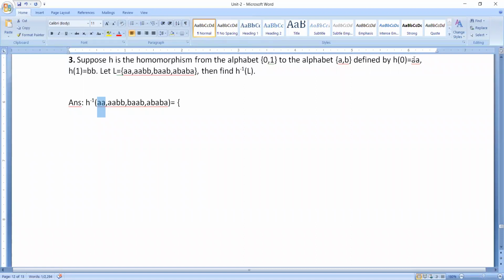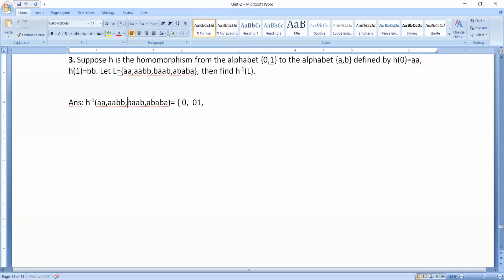What is double A? Double A will be 0. Straight away we can write that. Are any other combinations possible? No, so double A will be 0. Then what about double A, double B? Can I write this double A, double B as 0, 1? Yes. And is it possible to use any other combinations? No, we don't have any other possible combinations. Just leave it.